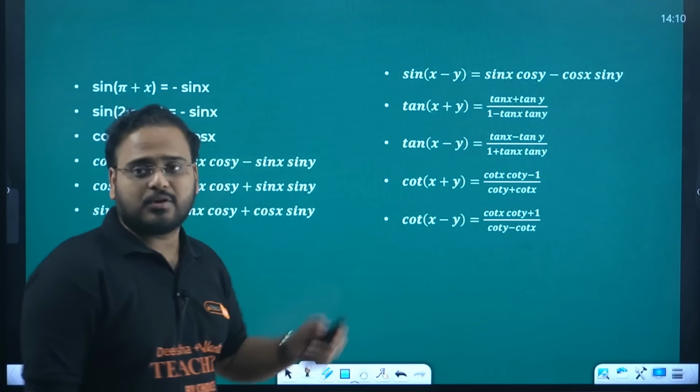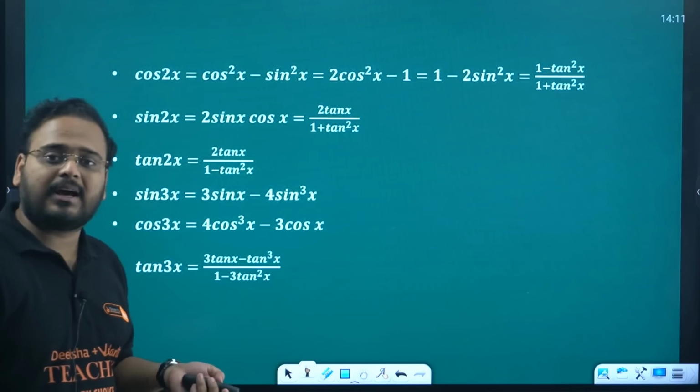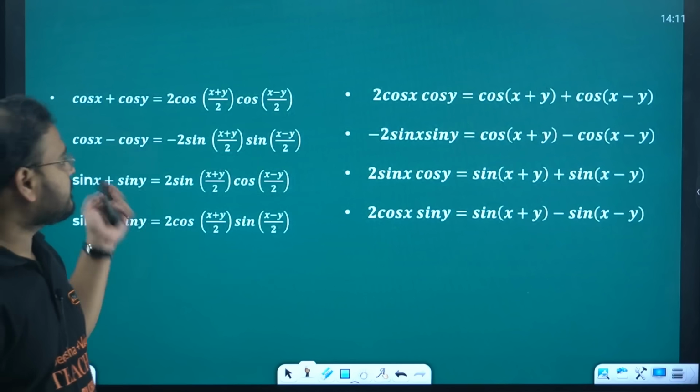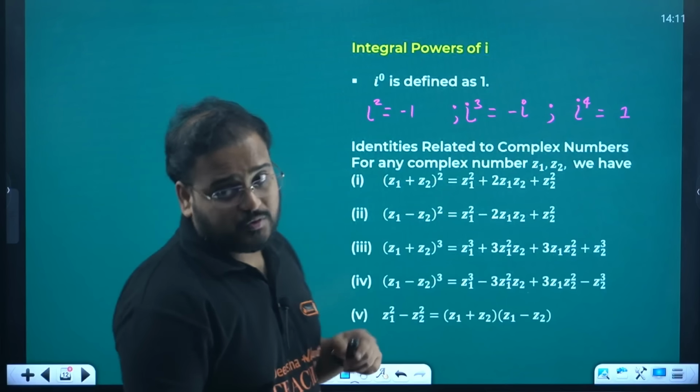Okay, identities are also very, very important. Please remember all these formulas. A few more identities of half angle, double angle, triple angle. So please remember these. Sum and product of sine and cos functions. Even tan and cot are also relevant.